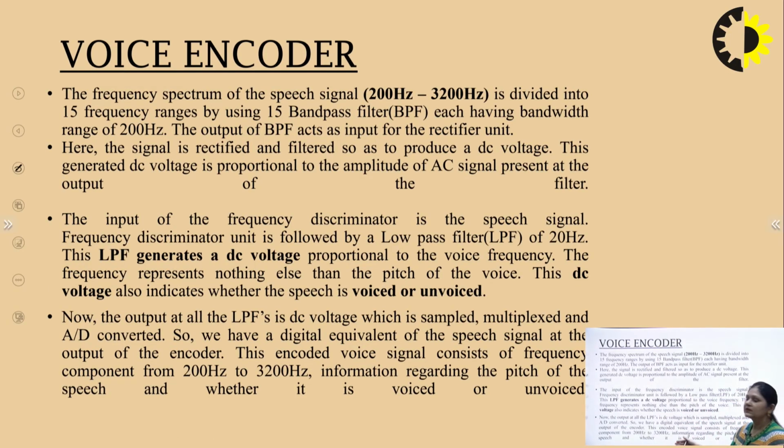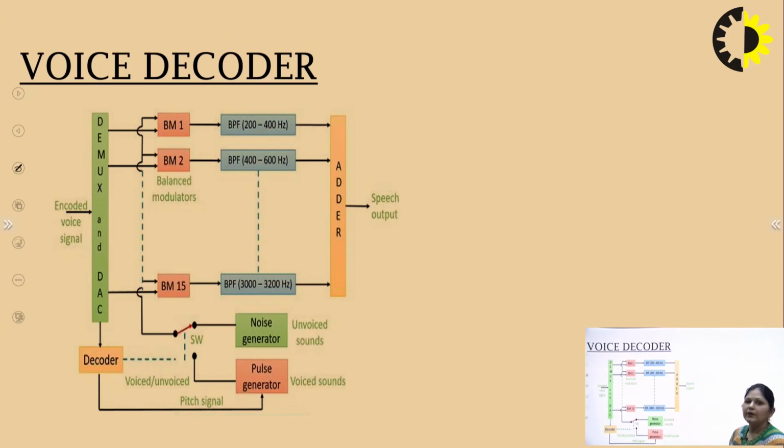So all these things I have already discussed with you. What is the function of all the points that we have done? Now coming to the decoder, once the signal has been converted and given in digital, encoded form, now at the receiver there will be a function of voice decoder. Now what will be the function of voice decoder? Voice decoder will take the encoded voice signal. It will demultiplex and DAC. There is a demultiplexer as well as a digital to analog converter.